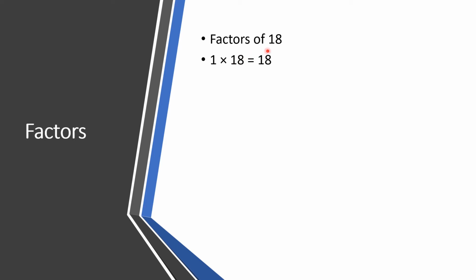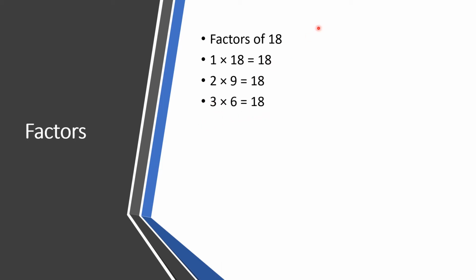After 1, the next number is 2. So let us check, is 18 divisible by 2? Yes, because here 8 is at one's place. That's why it is divisible by 2. So we will take 2 and we know that 2 nines are 18. Now we will take 3. Is 18 divisible by 3? Yes, the sum of the digits 1 plus 8 equals 9. Therefore, we can say 18 is divisible by 3. So we will take 3 sixes are 18.